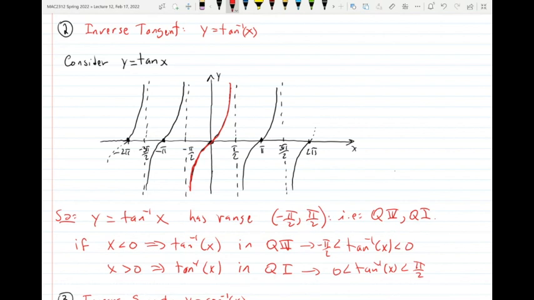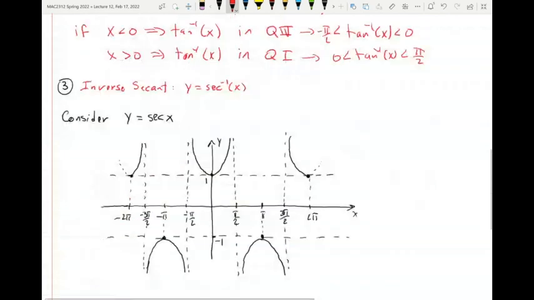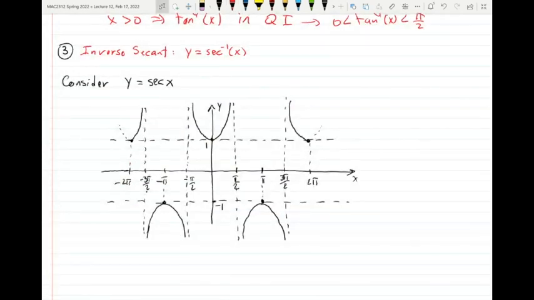All right, so that's inverse tangent. And lastly, we're going to be looking at inverse secant again. So Franklin, do you have a question? Because you have your hand raised.